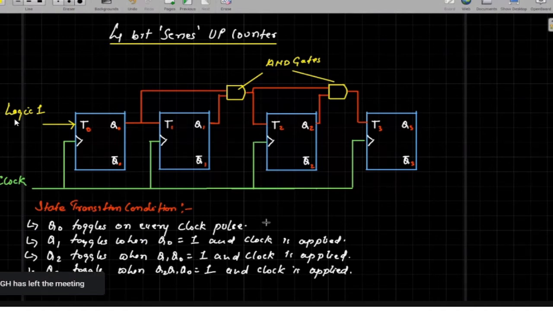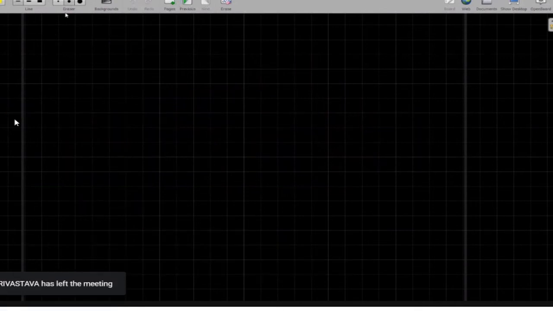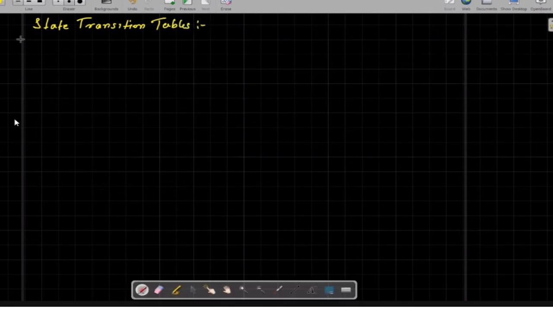Now let's also draw, or we can say write, the state transition table.